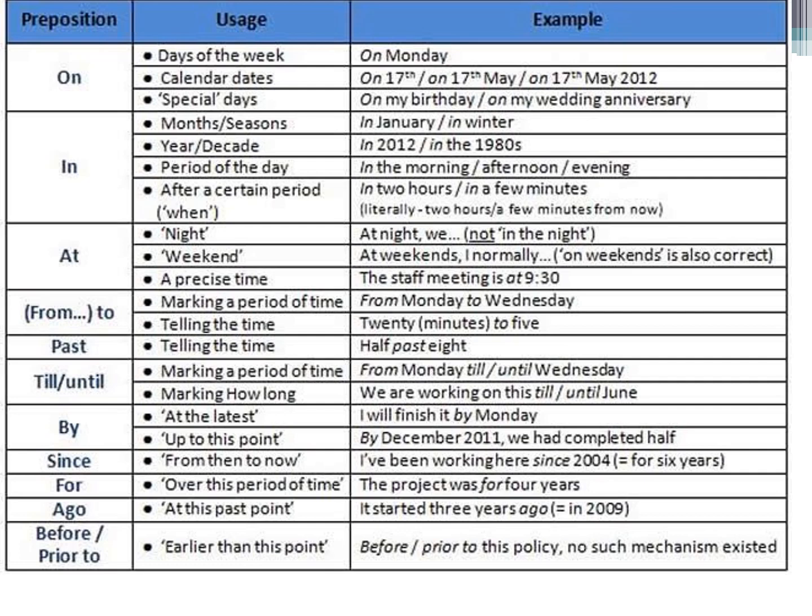Ago, at this point. It started 3 years ago. Before, earlier than this point. Before this policy, no such mechanisms existed.